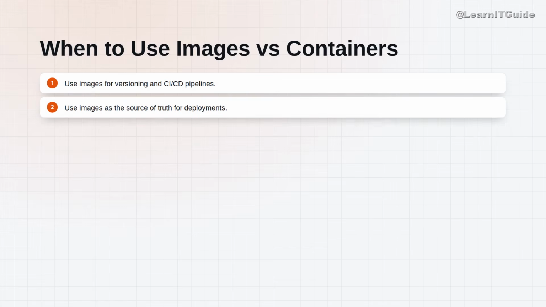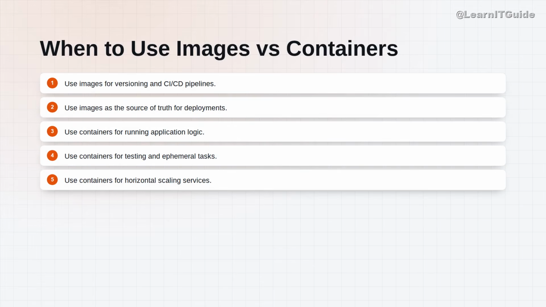When should you rely on which? You use images for versioning and your CI/CD pipelines. You use images as the source of truth for all your production deployments. You use containers for running your application logic. You use containers for testing and ephemeral tasks. And you use containers for horizontal scaling of your services. If you get these roles confused, you will struggle to scale.